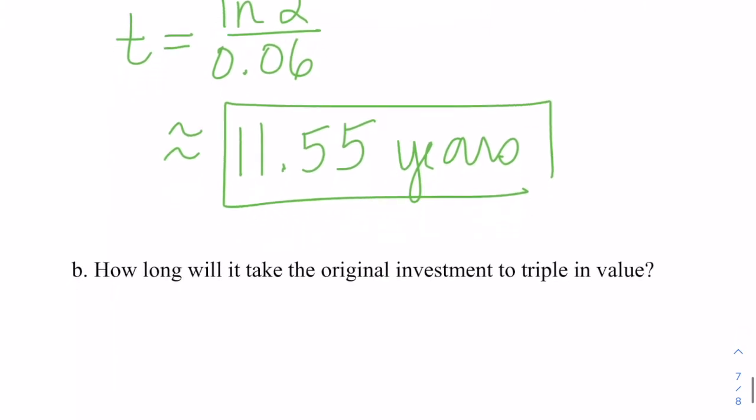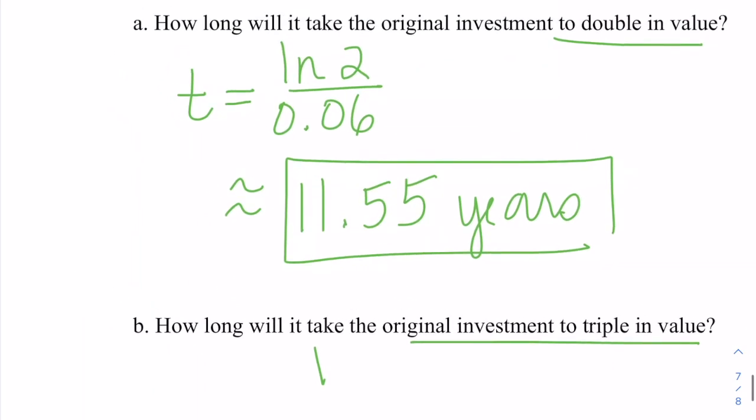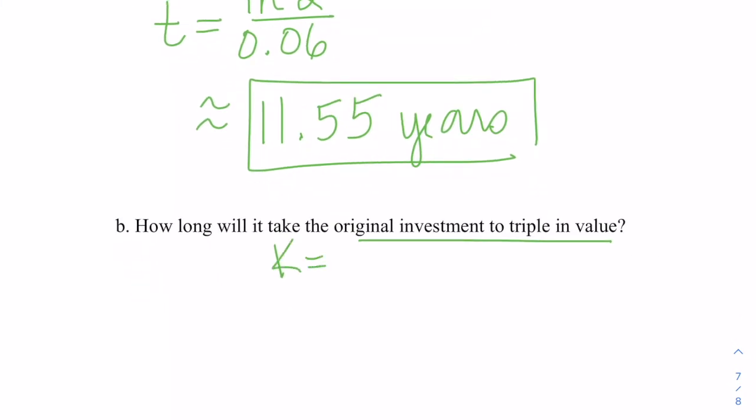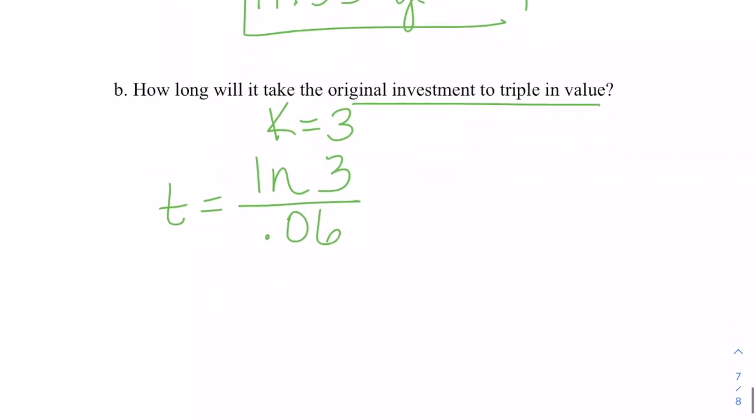Now let's consider, when will this investment triple? So again, k is our multiplier. So we're going to say, what is the time? So natural log of 3 over the rate of 0.06, and that will be about 18.31 years.